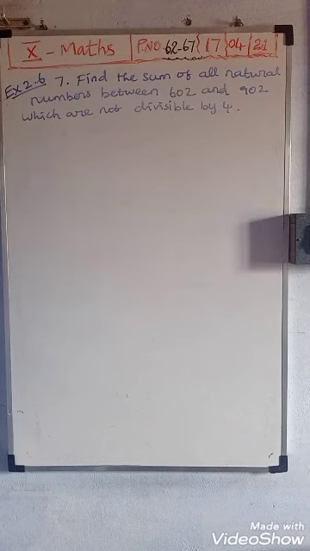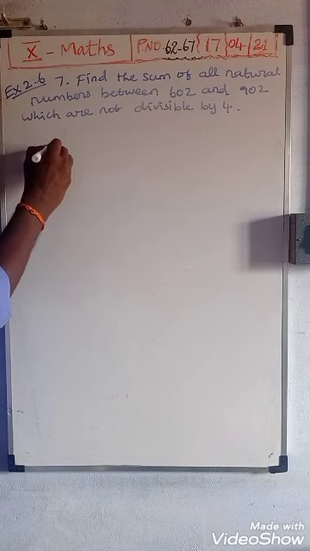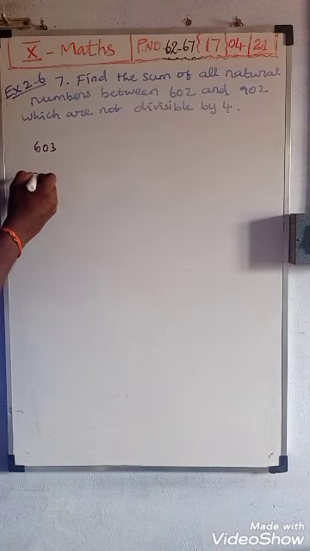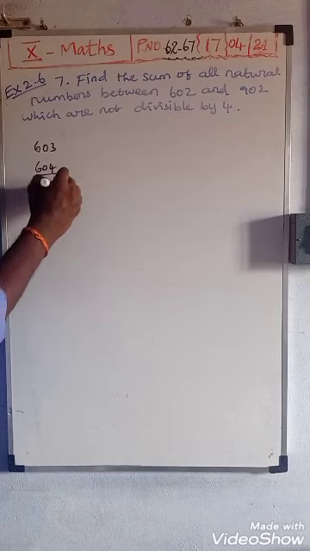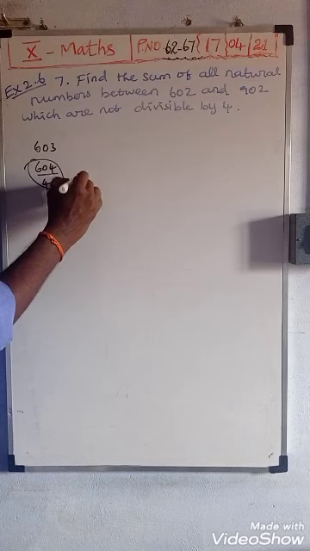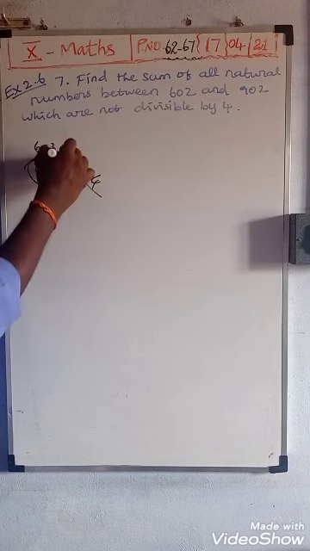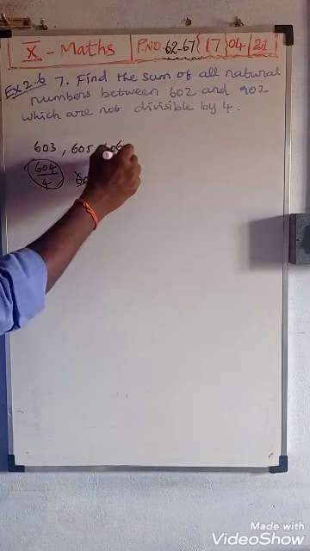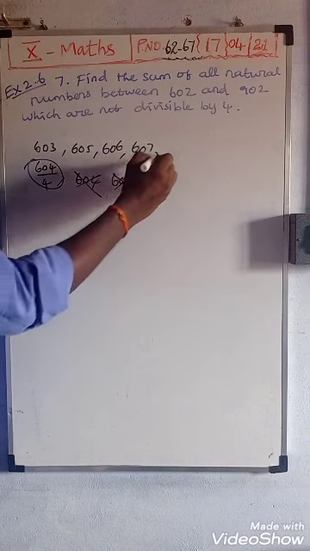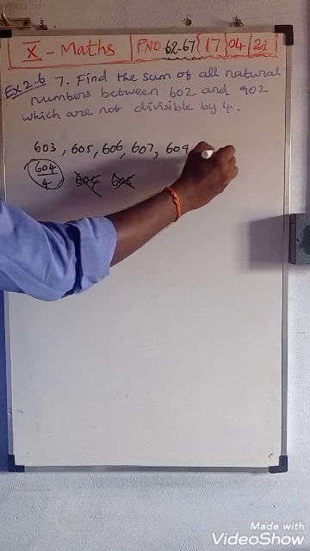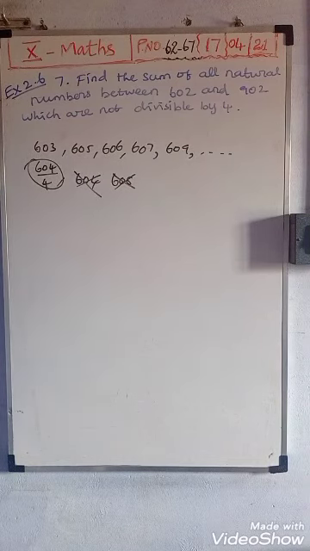So which are not divisible by 4? First is 603. You check it, 603 is not divisible by 4. Next, 604 you take, 604 is divisible by 4, so we want to eliminate 604. Then next 605, 606, 607, next 608 will not come. Then next 609, like that it will go on. You check the last number, we will get 901.